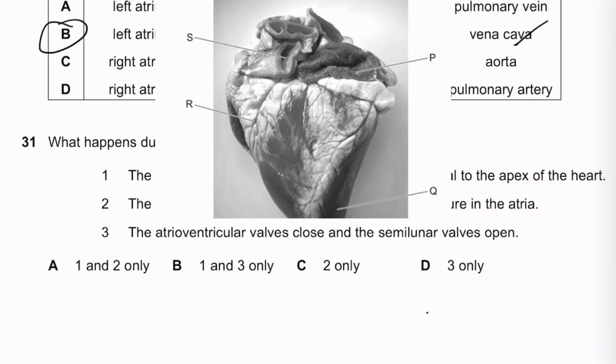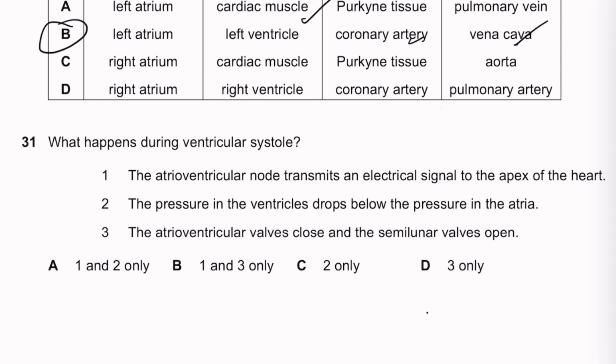So what happens during ventricular systole? The atrioventricular node transmits an electrical signal to the apex of the heart. Actually, this is before ventricular systole because this takes some time, so I would not say so. The pressure of the ventricles drops below the pressure in the atrium? Actually, no, it increases above the pressure of the atrium, and the atrioventricular valves close and the semilunar valves open, exactly in order to avoid backflow of the blood back to the atria. From the name, atrioventricular valves are the valves between the atria and ventricles. We want them to be closed such that when the ventricles contract, blood only goes to the arteries and not back into the atria.